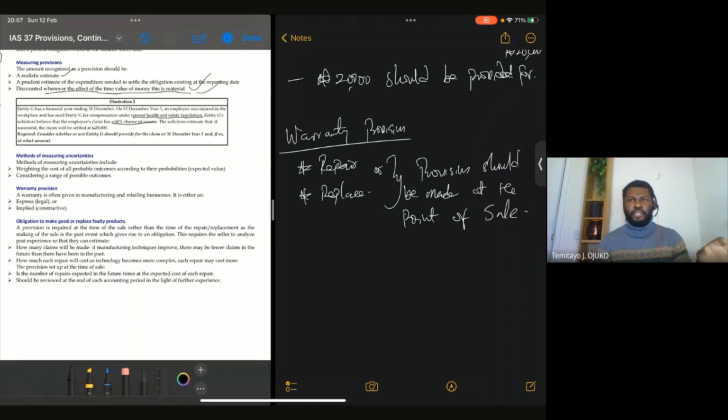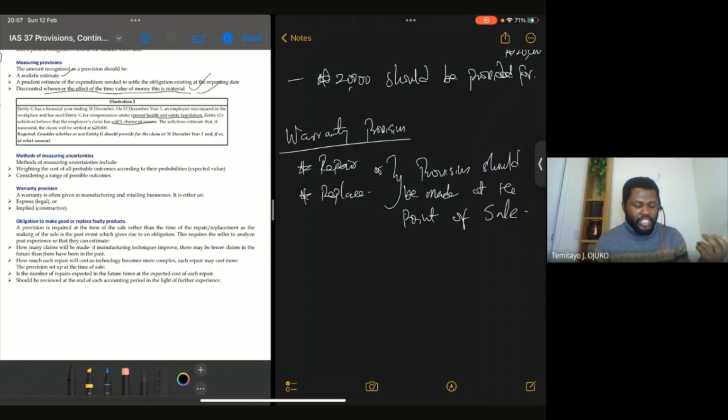What has been the claim? Out of 100, 20 people usually come back for either repair or replace. Now, out of those 20, what have we done to improve our product? If there's any technological or technique improvement, then that could reduce that 20 to like 15. So you need to examine all these.